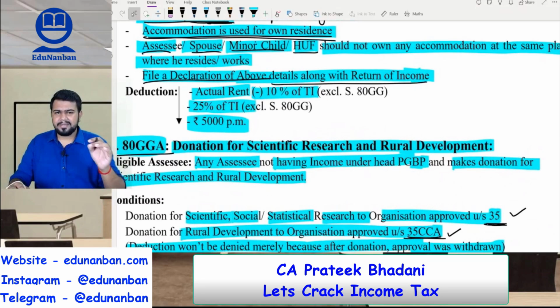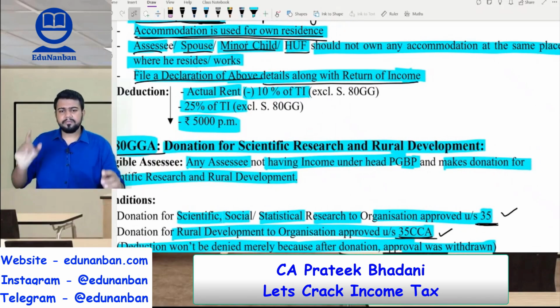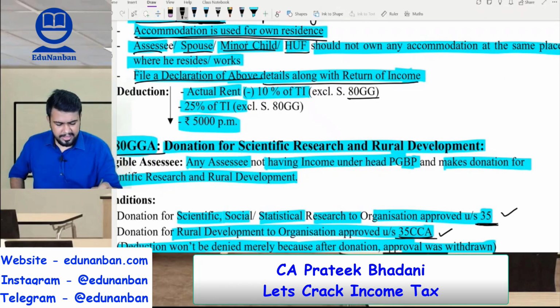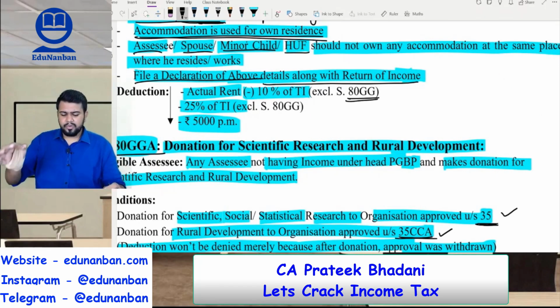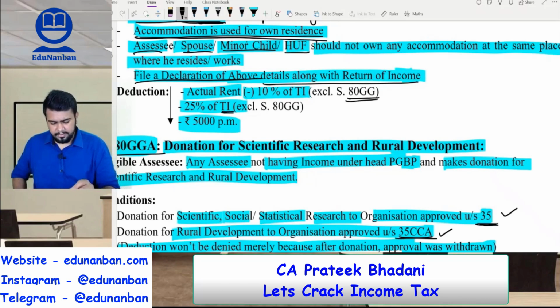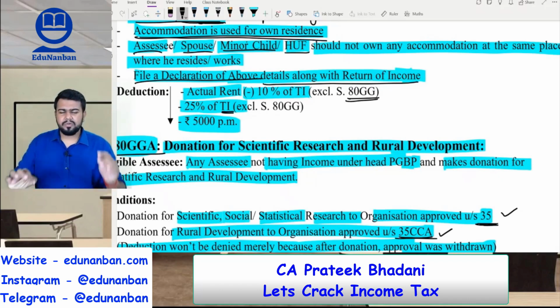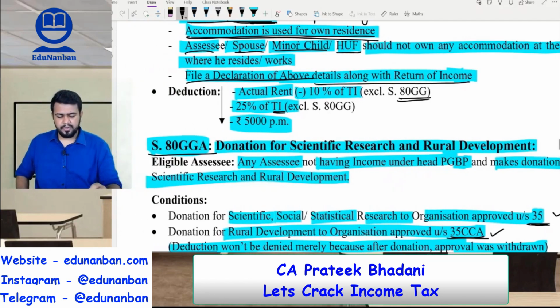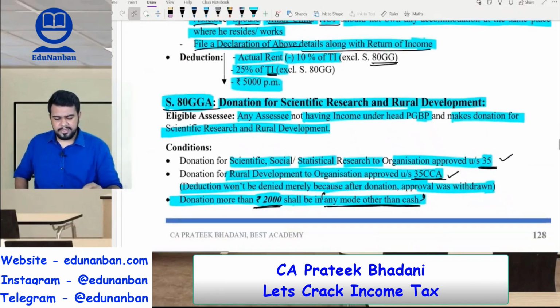However, there are some limits. What are the limits? Actual rent minus 10% of the total income except section 80GG, or 25% of the total income, or 5,000 rupees per month. Whichever is lower will be allowed as deduction. Okay, whichever is lower will be allowed as deduction.